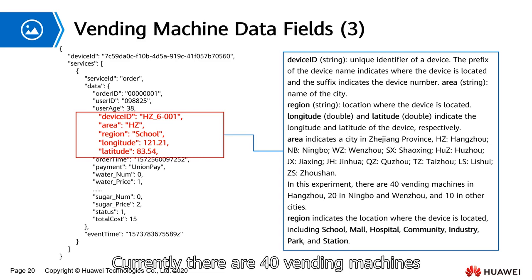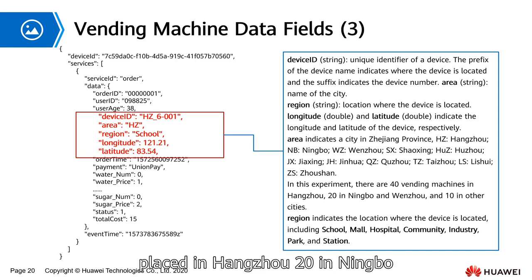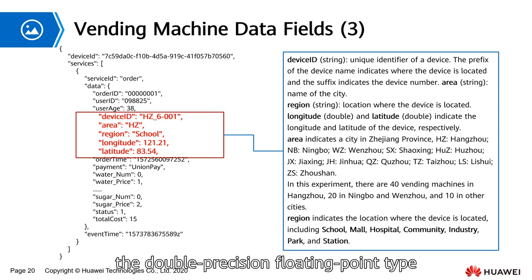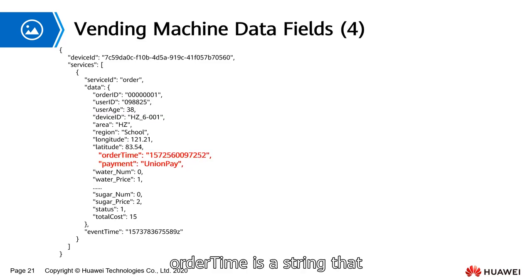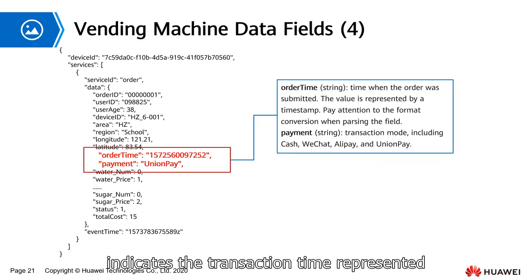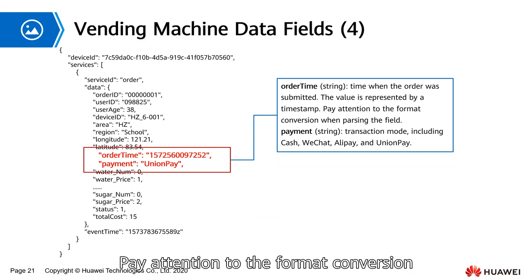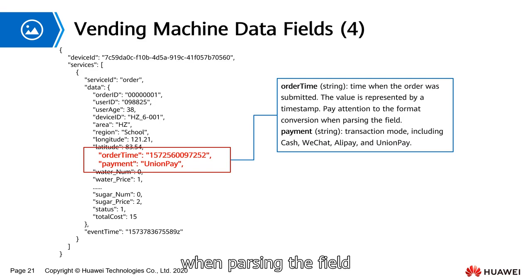Currently, there are 40 vending machines placed in Hangzhou, 20 in Ningbo and Wenzhou, and 10 for the rest of the cities. Region is a string that indicates the location where the device is located. The value can be school, mall, hospital, community, industry, park, or station. Longitude and latitude are of the double precision floating point type, indicating the longitude and latitude of the device. Order time is a string that indicates the transaction time represented by a timestamp. Pay attention to the format conversion when parsing the field.